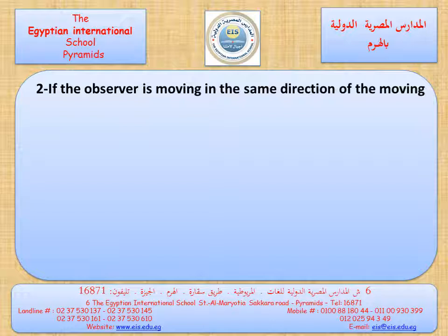But if the observer is moving in the same direction as the moving object and with different speed, the observer and the moving object, both of them moving in the same direction, but each of them has its own speed.